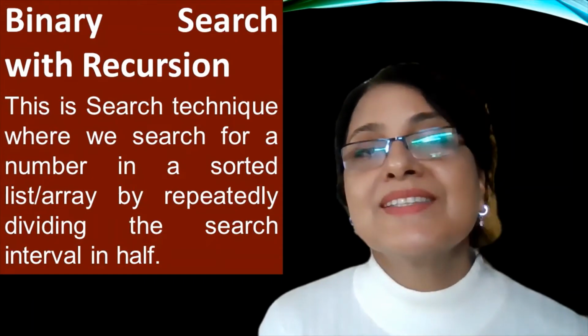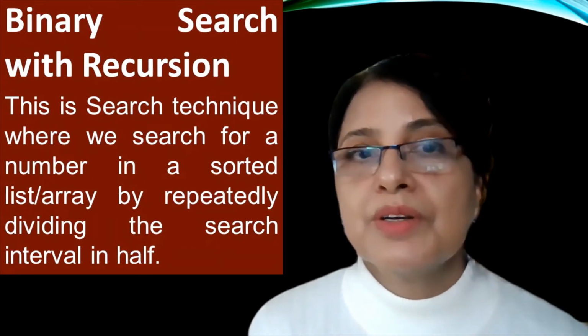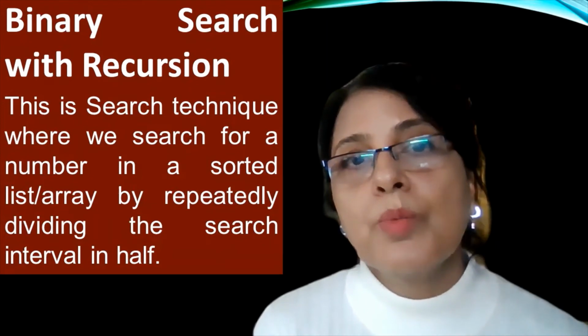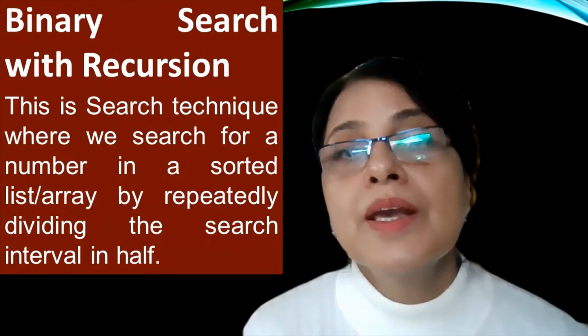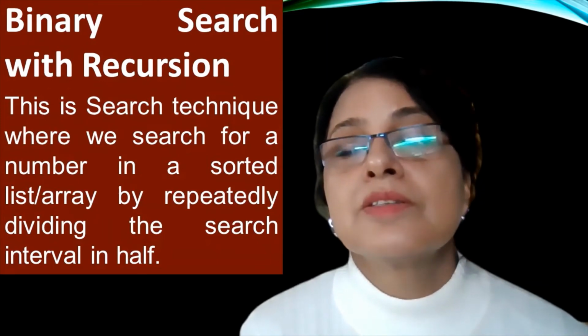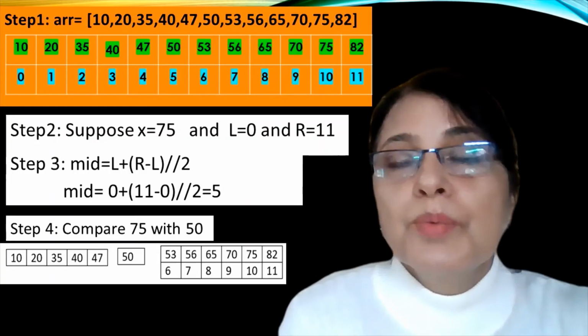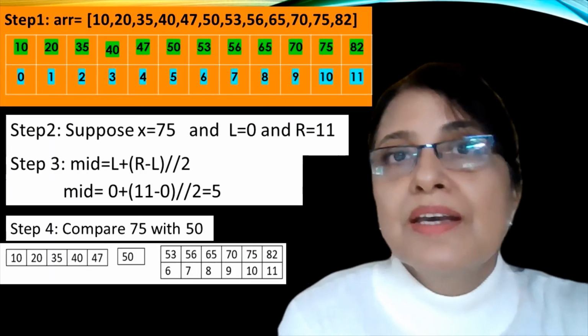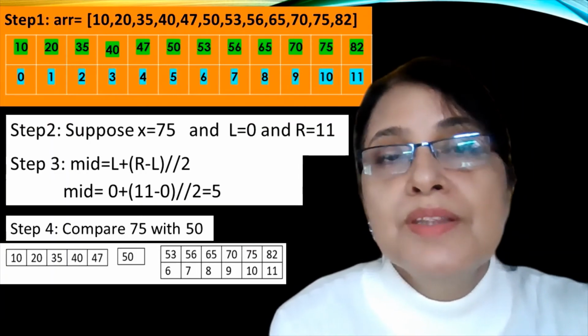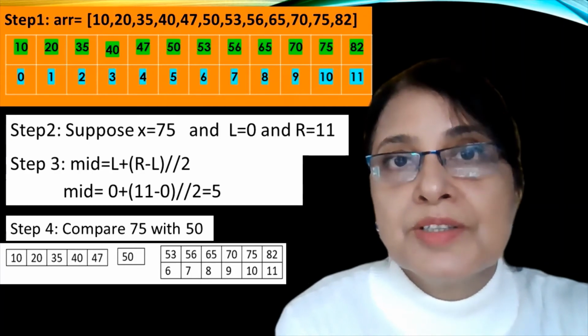We now look at an example of binary search with recursion. This is a search technique where we search for a number in a sorted list or an array by repeatedly dividing the search interval in half. We look at an example of a list of numbers which is sorted, and we're going to find a number within this list using binary search.